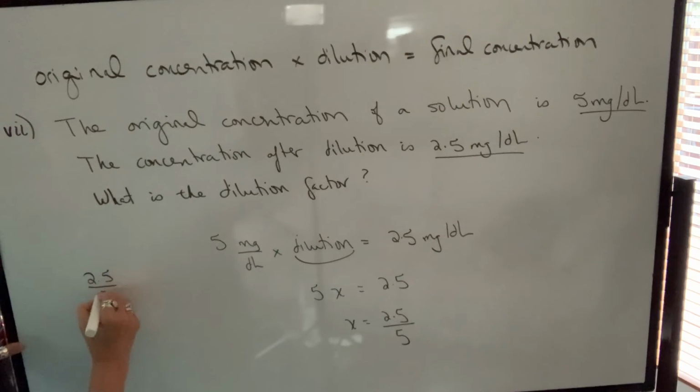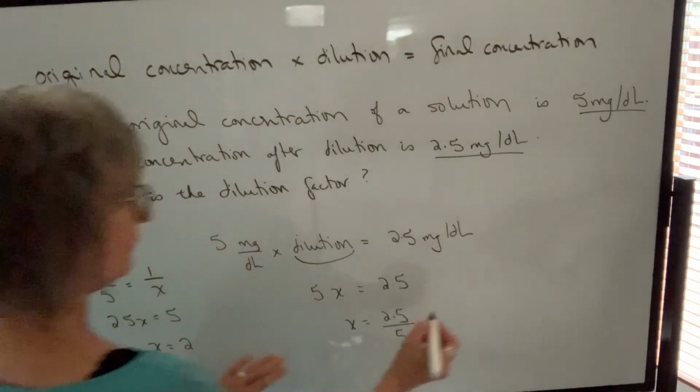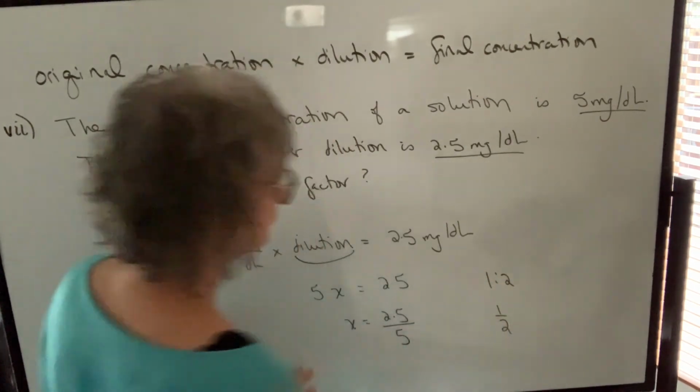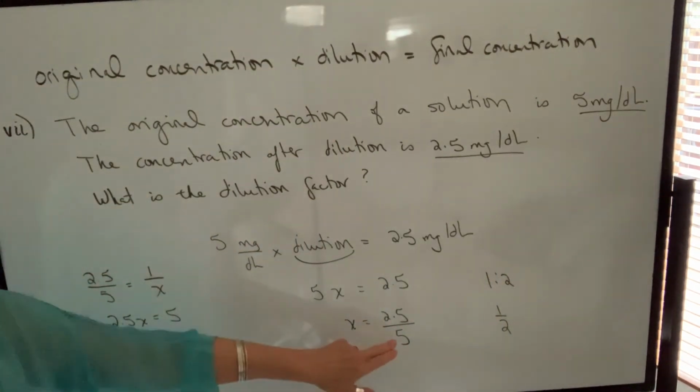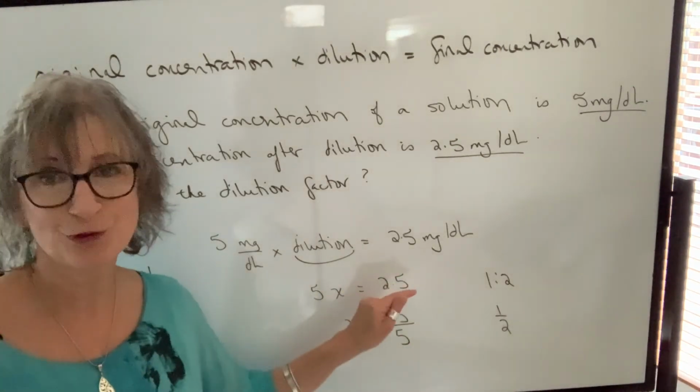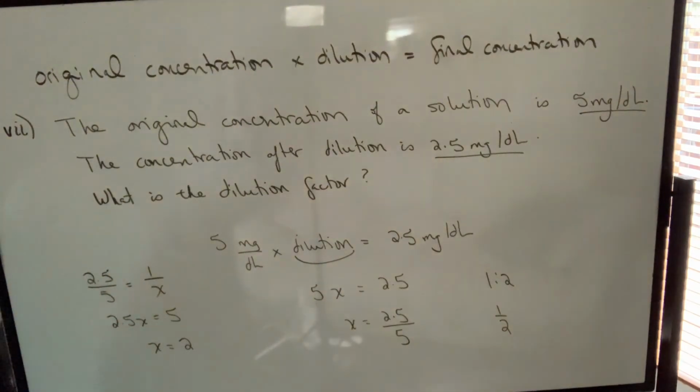we can set it up. 2.5 to 5 will equal 1 to what? We cross multiply. 2.5 times x will equal 5. 5 divided by 2.5 is 2. So therefore our dilution factor is 1 to 2. So the shortcut is just dividing the denominator by the numerator to get the new denominator when your numerator is 1, or you can do it as a proportion.